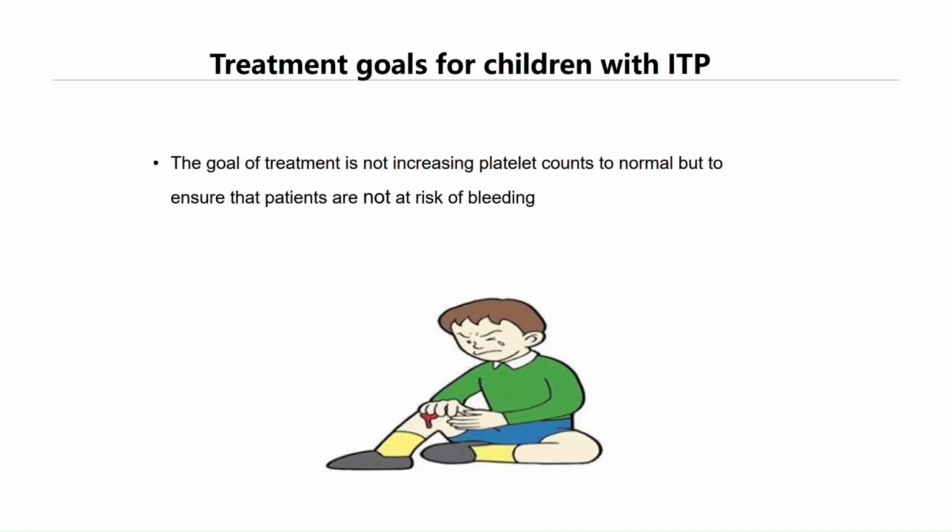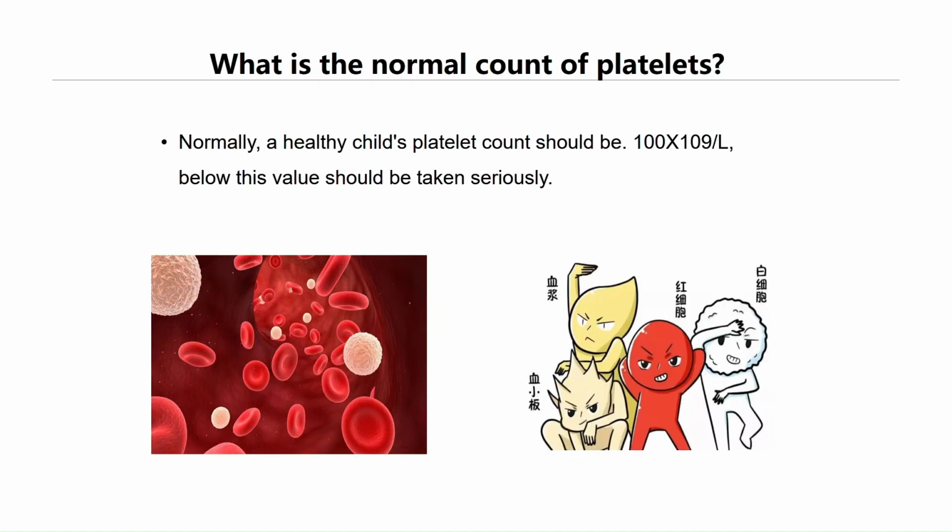Treatment goals for children with ITP. The goal of treatment is not increasing platelets to the normal count, but to ensure that patients are not at risk of bleeding. What is the normal count of platelets? Well, for healthy kids, the platelet count should be 100 times 10 to the power of 9 per liter. Below this value should be taken seriously.